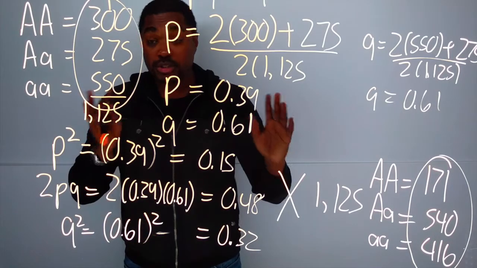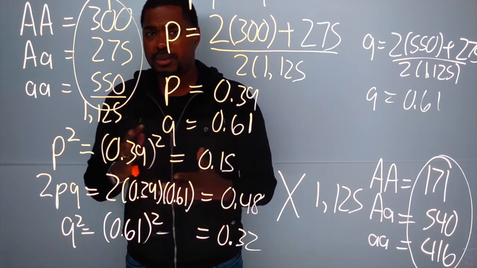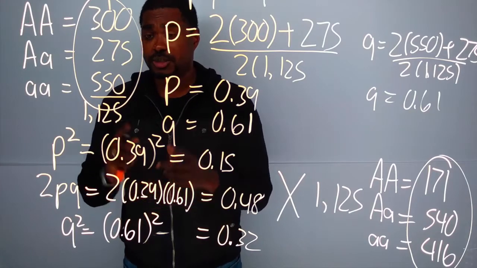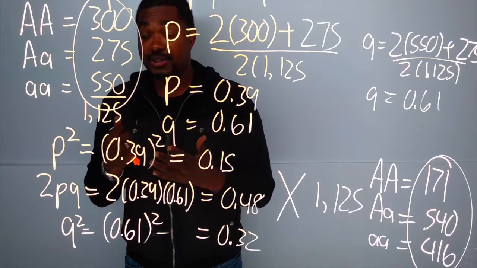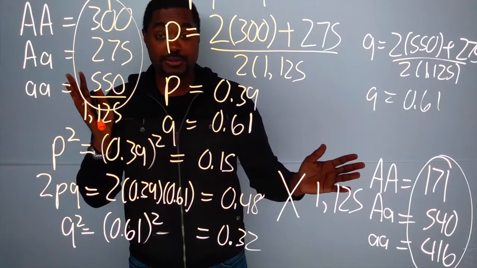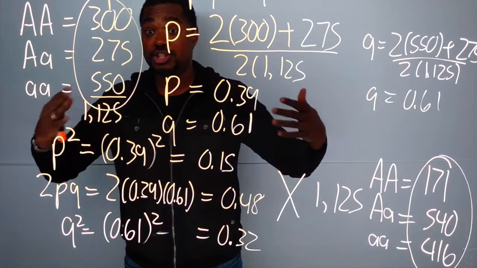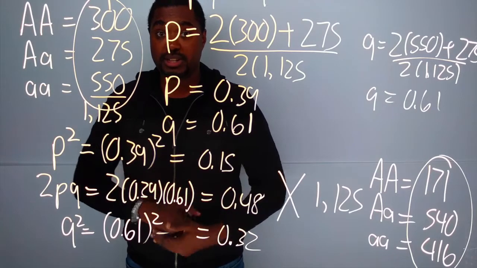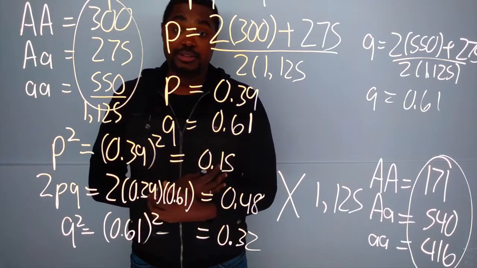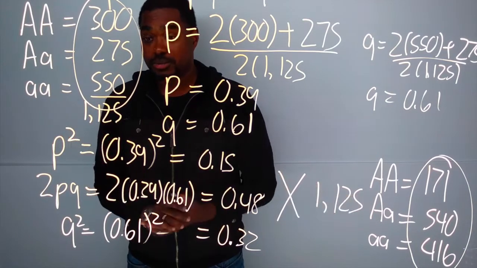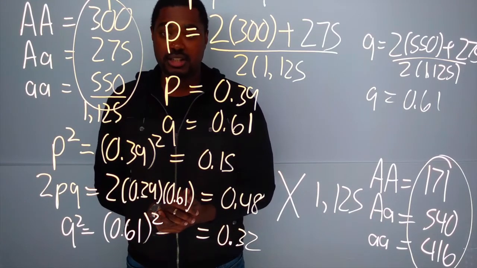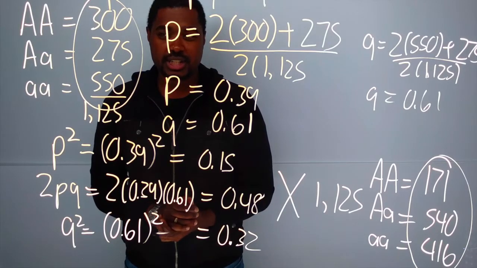Now, what if the numbers were a little bit closer? You would probably have to do some statistics to determine whether or not the differences between these two numbers are significantly different enough. If they're significantly different, then we say that the population is not in Hardy-Weinberg equilibrium and therefore it is evolving. If they are not significantly different, then the population is in Hardy-Weinberg equilibrium and it is not evolving. So what kind of statistical test would you use for this?